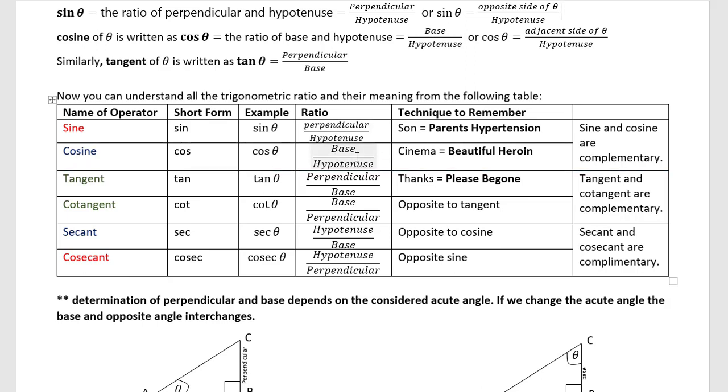And the short form of cosine is cos. You can write it cos theta. Cos is equal to base by hypotenuse. You can remember it like this: cinema equals beautiful heroine. Cinema is for cos, beautiful is for base, and heroine is for hypotenuse. So cinema equals beautiful heroine is cos equal to base by hypotenuse. Whenever we see a cinema, they are always focused on some beautiful heroine there. So it is easy to remember.